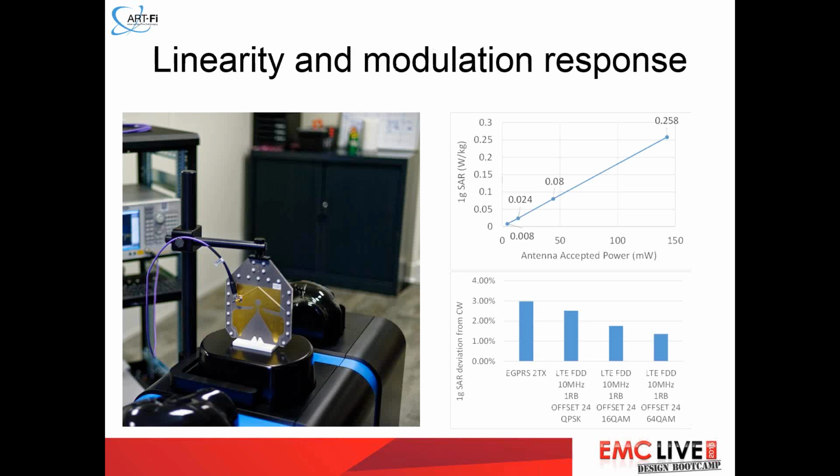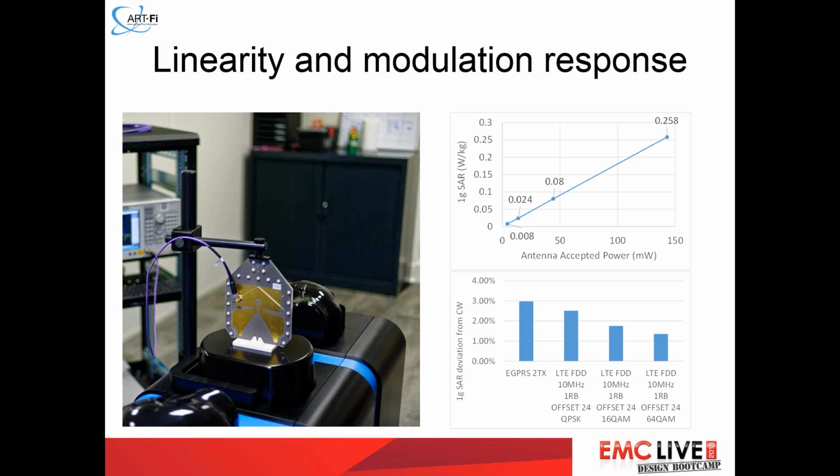Just an example of the kind of test that we made with one antenna at the flat phantom of our system. It was radiating at 1920 megahertz, and on the top right you see a figure showing a linearity test where we decrease the power accepted by the antenna from 140 milliwatts down to 4 milliwatts, and you can see the SAR decreasing in an extremely linear fashion. So that's typically what you need from an array measurement system to be compliant with the key aspects that I just mentioned.